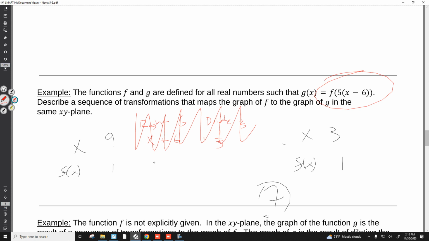Instead, let's do this for me. Please dilate this, or take your x's and multiply by 1/5 first, and then add 6 to move it right 6. Take this 9, divide it by 5, add 6. What do you get? Now, you have to do some math, but do it.